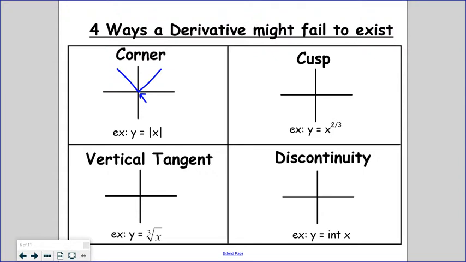A cusp is not probably a shape we've seen very often, but a cusp is created by an equation that looks something like y equals x to the 2/3, and it is kind of like our absolute value graph, but curvy as it heads towards that point. And again, where that point is happening is where our graph is not differentiable. So again, in that picture at x equals 0.